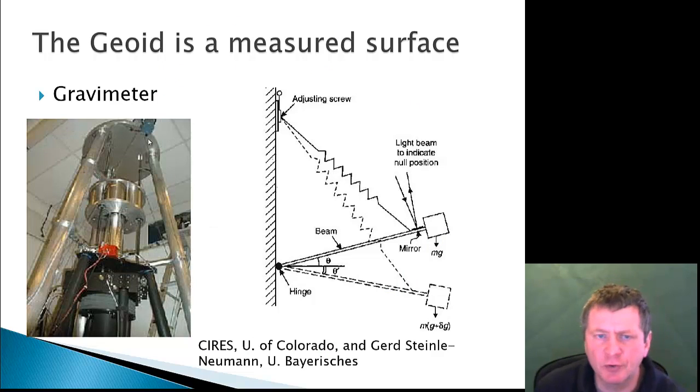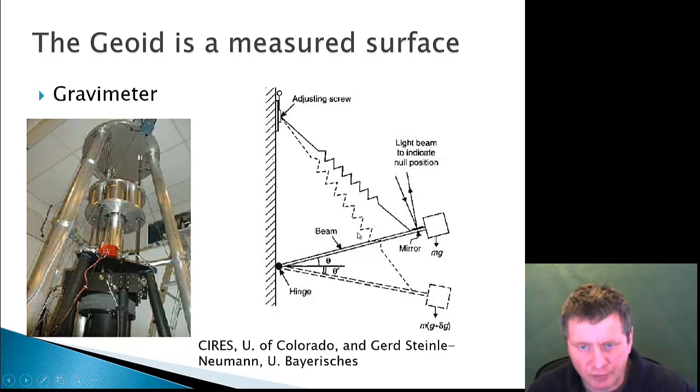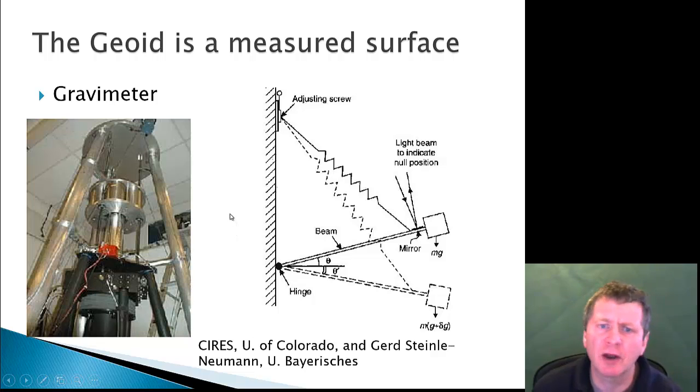So one thing we could do is use a gravimeter, and this is something you could do on Earth. Basically, the idea here is that the mass hanging out here will be pulled by gravity, and if gravity is stronger, it will change the angle. So when you measure the surface, the important thing to recognize is that we're really measuring values of gravity.